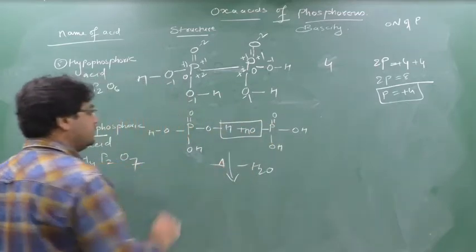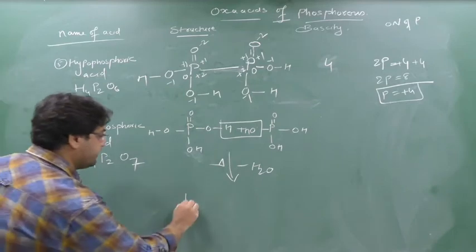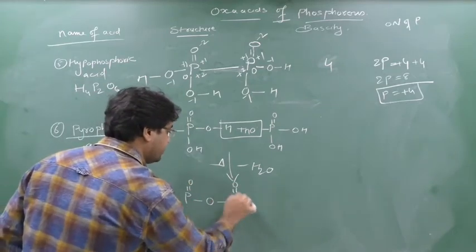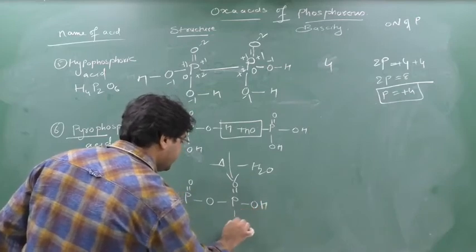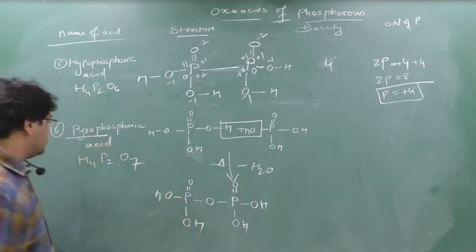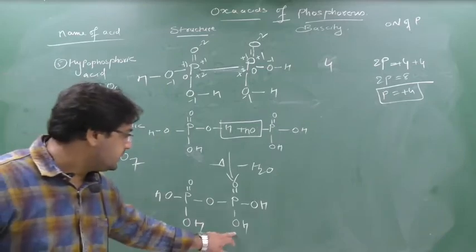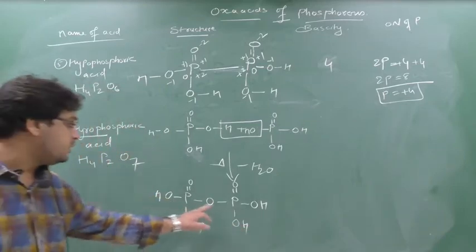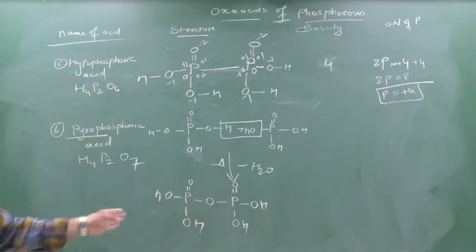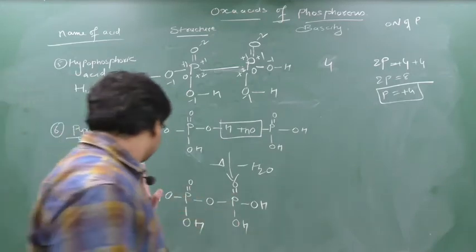H2O. Clear? So what will I get? I will get here P double bond O, here O, here P, double bond O, OH, OH, OH, OH. So see here H4: 1, 2, 3, 4, H4 P2. So O7: 1, 2, 3, 4, 5, 6, 7. So H4P2O7. This is the structure.